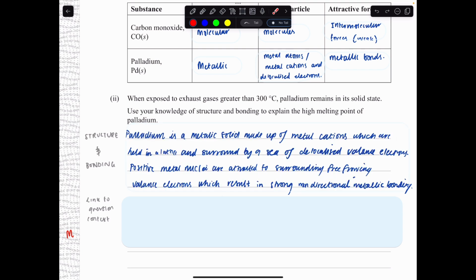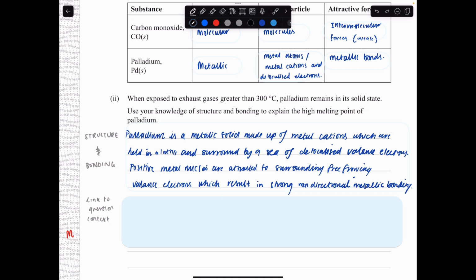So this is what I've written. Palladium is a metallic solid made up of metal cations, which are held in a lattice and surrounded by a sea of delocalized valence electrons. Positive metal nuclei are attracted to surrounding free-flowing valence electrons, which results in strong non-directional metallic bonding. Okay, I'm a bit of a visual learner, so let me help you out for those of you who are also visual learners.